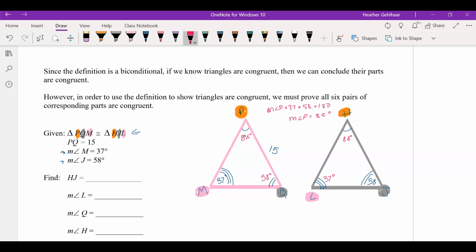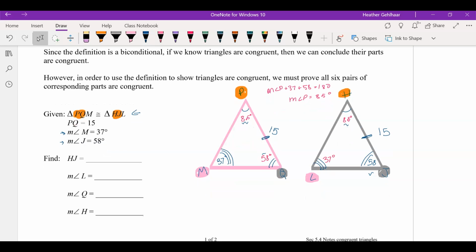Now, we also know that the sides are going to be corresponding as well. So here we have, and they are also in that same kind of order. So if it helps to just look at the angles, look at the angles. So we see here 85 and 58. That means the included side, this side here, is going to be congruent to this side here. Now also notice here, we have P and Q, P and Q. P and Q is going to be corresponding to H and J. So that means that HJ is also going to be 15.